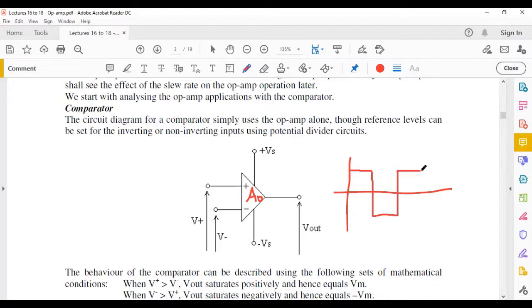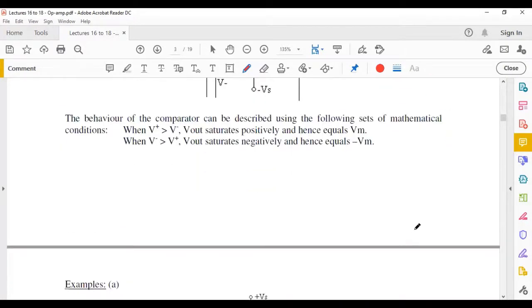And at the points where your output is plus, during this region here, your V plus would have been larger. Wherever your output is negative, negative Vs, it means that your V minus was larger than V plus. So this is a simple comparator. You're basically comparing your V plus and your V minus. If V plus is larger, you have plus Vs. If your V minus is larger, you have minus Vs.